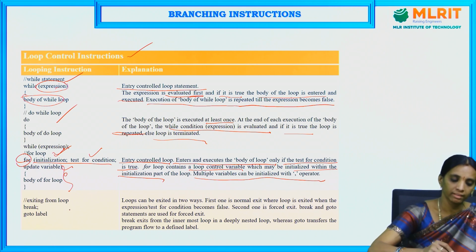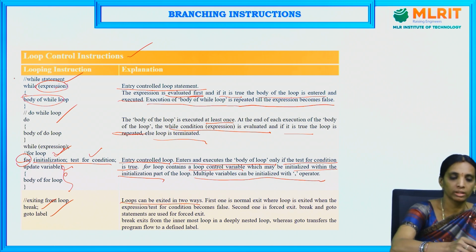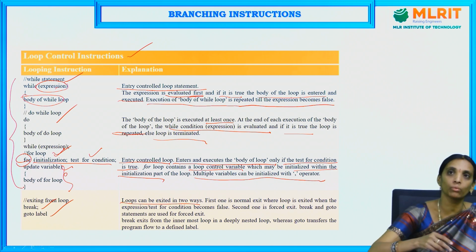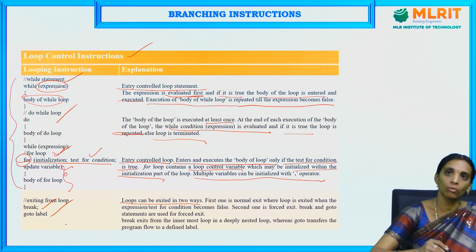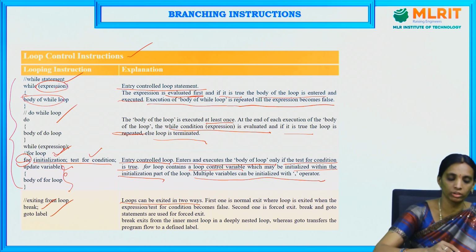Next, exiting from a loop: break, go to label. Here loops can be exited in two ways. In the above three cases, we have learned how to enter into the loop and how to execute the same program repeatedly a number of times. But how can we exit from that loop? So here we have two cases: one is break, another one is go to label.